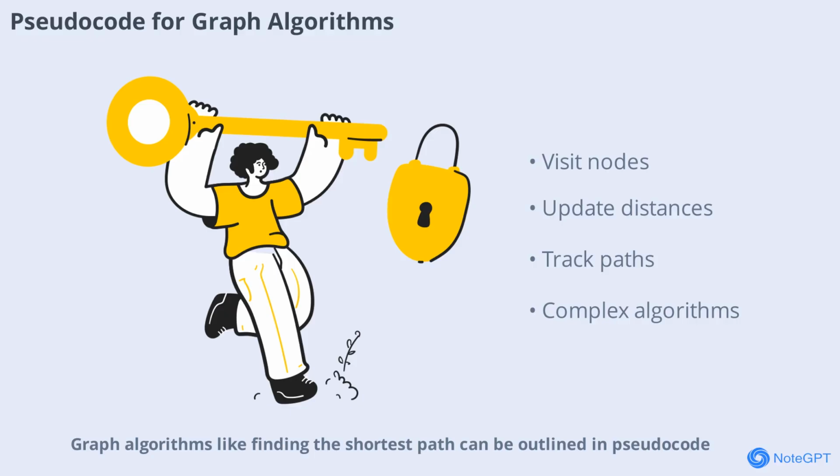Graph algorithms like finding the shortest path can be outlined in pseudocode. Use clear steps to describe how to visit nodes, update distances, and track paths. This makes complex algorithms more approachable and easier to implement in code.